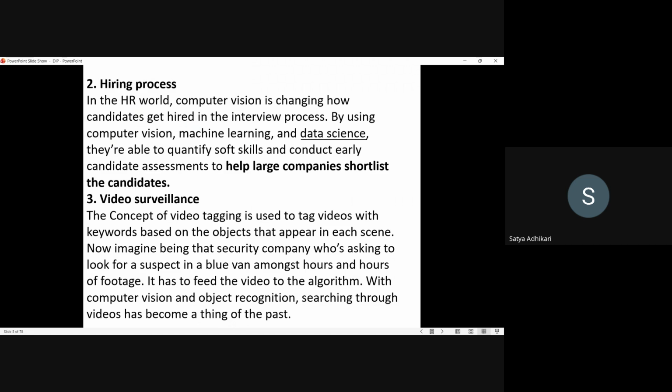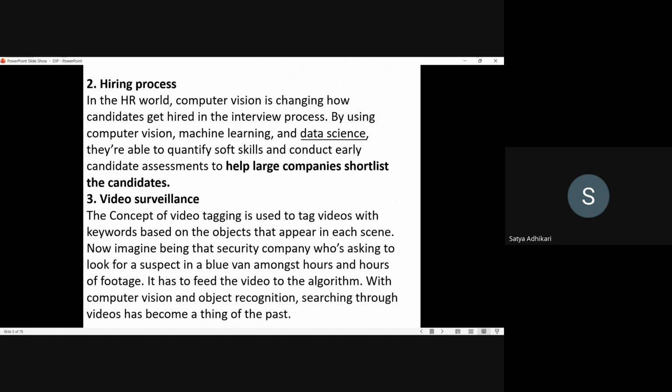Hiring process. In the HR world, computer vision is changing how candidates get hired in the interview process. By using computer vision, machine learning, and data science, they are able to quantify soft skills and conduct early candidate assessment to help large companies shortlist candidates. So you quantify soft skills so that you can get a shortlisted candidate.